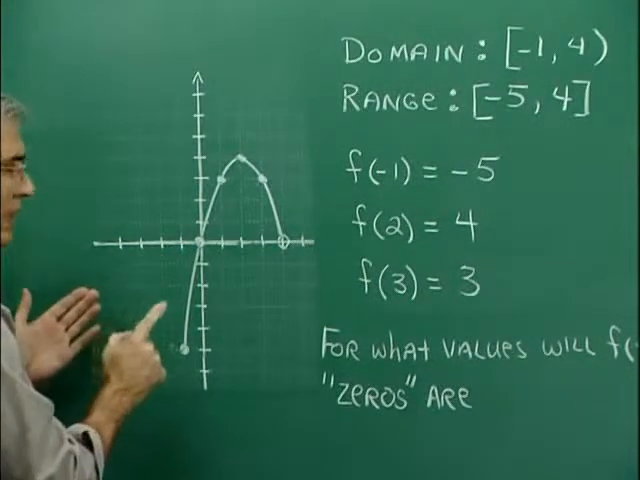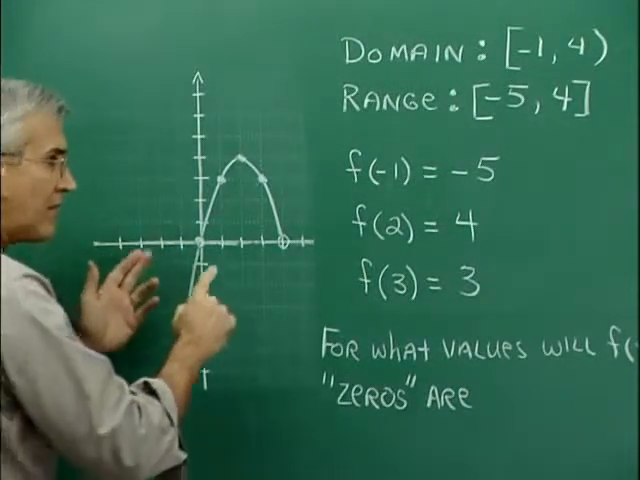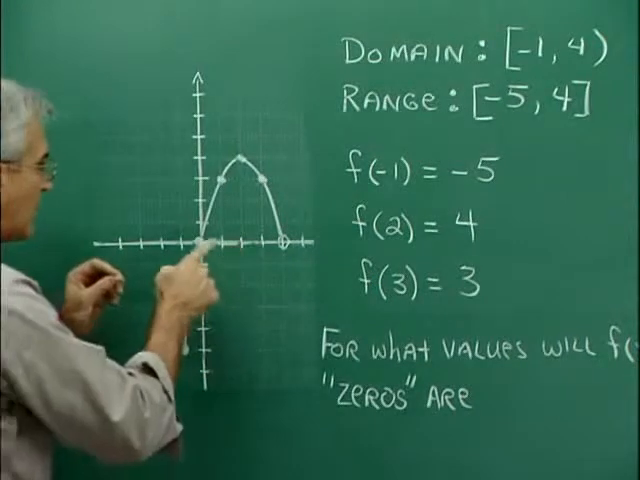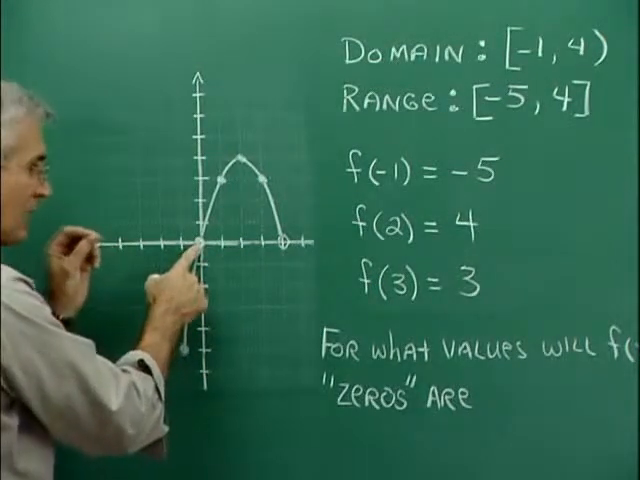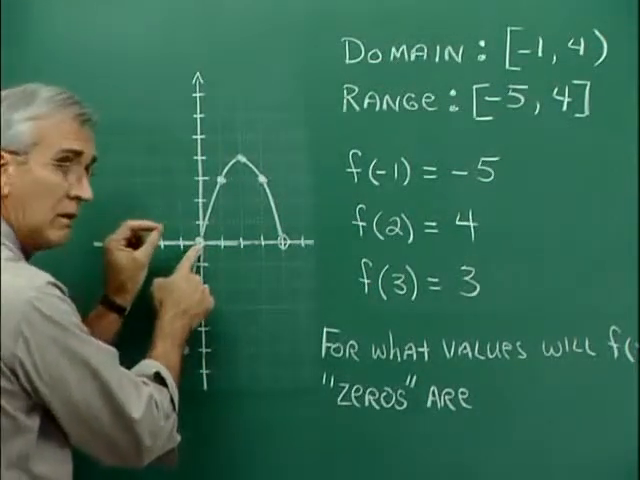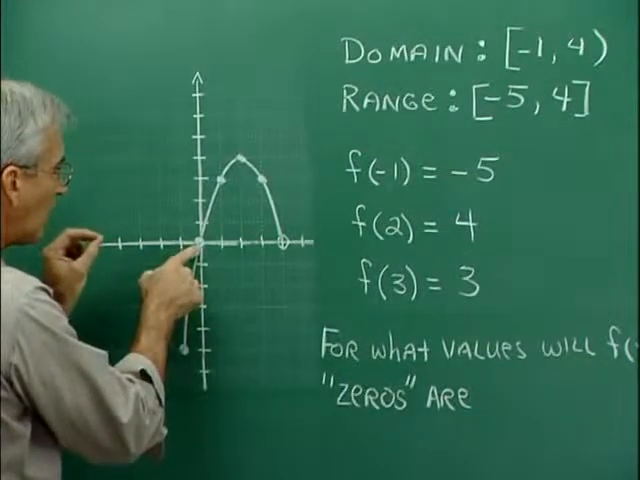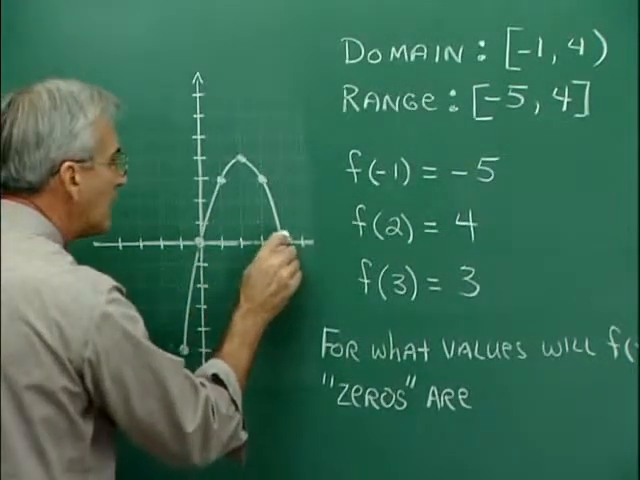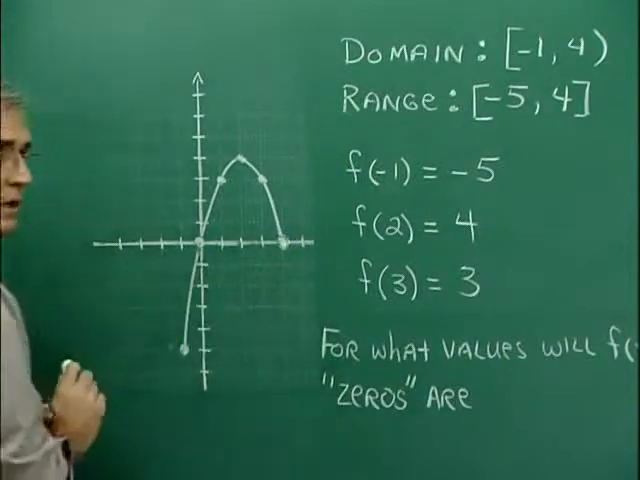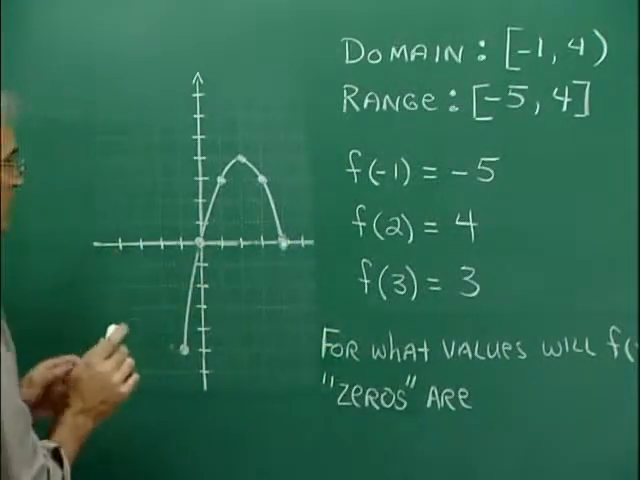Now that's nothing but an x-intercept. For f of x to be 0, that means y is equal to 0. And we have a 0 then at x equals 0. Now if this were solid, we would have two zeros. I'll make it solid here just for the discussion.